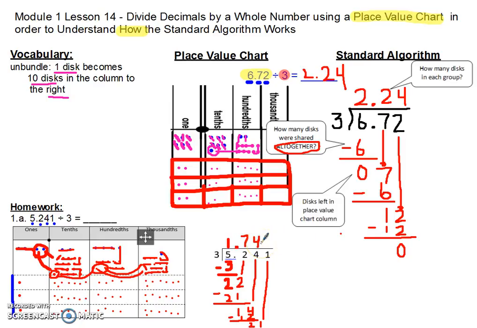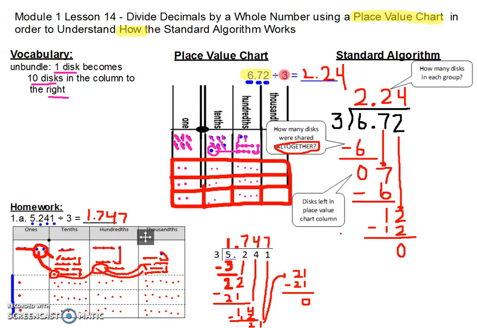So over in my standard algorithm, I ask myself how many in each group. 1, 2, 3, 4, 5, 6, 7. I'm going to kind of put my 21 up here so I can show you guys. And that 21 is moved up here, my subtraction sentence. And I'm going to ask how many did I share all together. So we have 7, 14, and 21. And 21 minus 21 is 0, which matches how many discs we have left. So our answer to 5 and 241 thousandths divided by 3 is 1 and 747 thousandths.